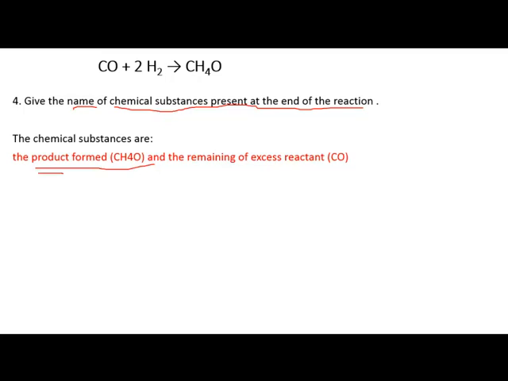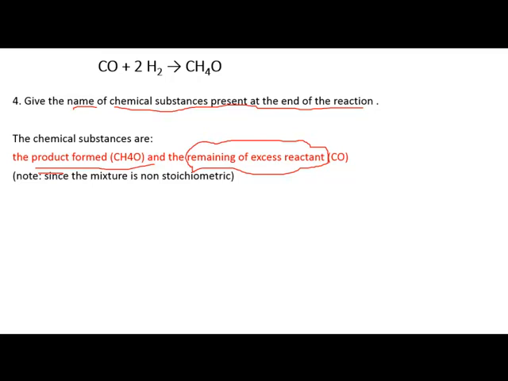But since this mixture is non-stoichiometric, in addition to the product formed, there is the remaining amount of the excess reactant. So in this example, in the case of a non-stoichiometric mixture, the substances present are the product and the remaining amount of the excess reactant, which is CO. These two are always found, the product and the remaining excess reactant, when the mixture is non-stoichiometric.